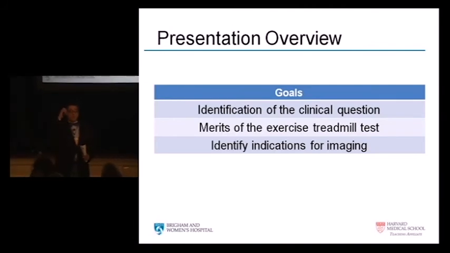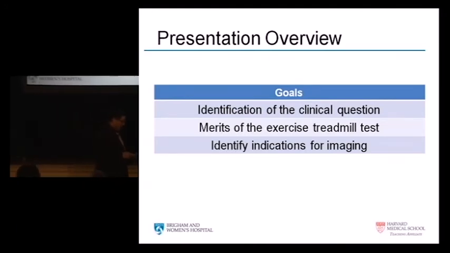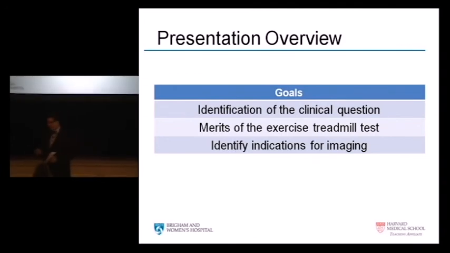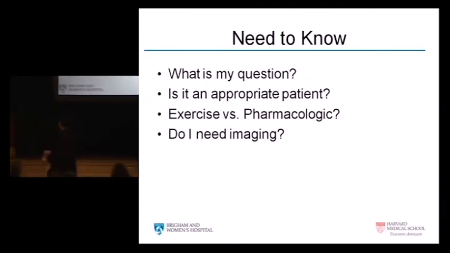We heard from someone at the VA where maybe there's a patient population that can't do so. But I want to tell you about all the information you can get from an exercise stress test. And then finally, what do we need for imaging? When do we actually need it, and what will we actually get out of it? So what we're going to do is start with what you need to know.